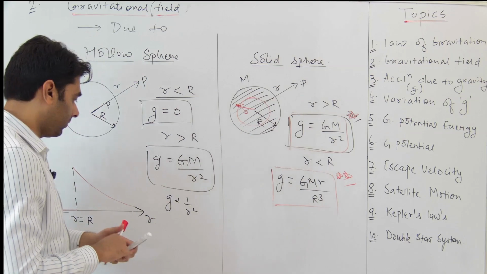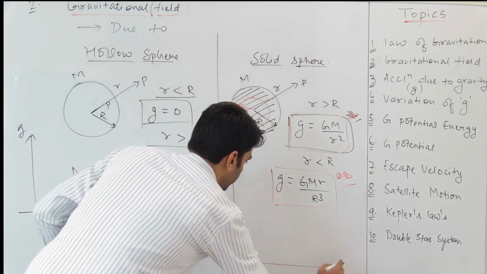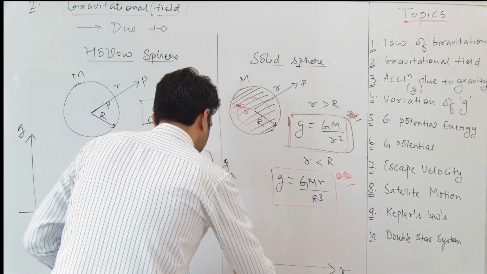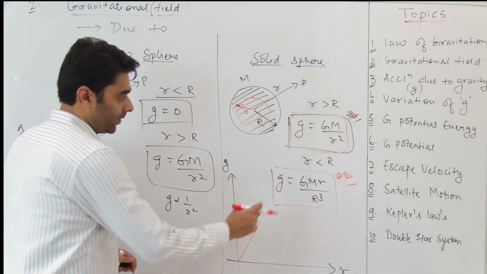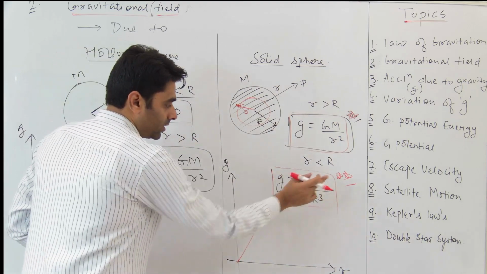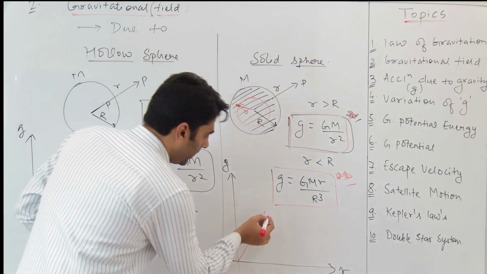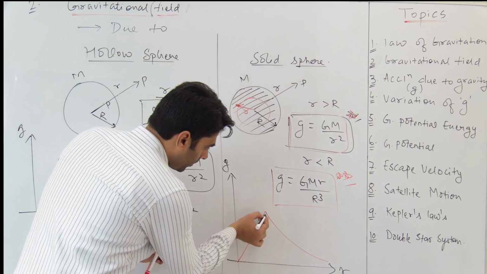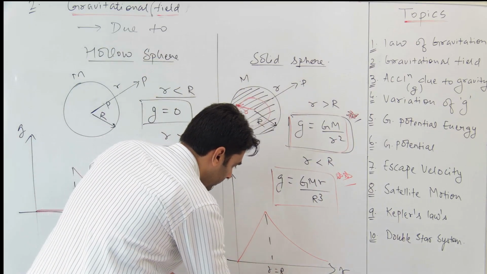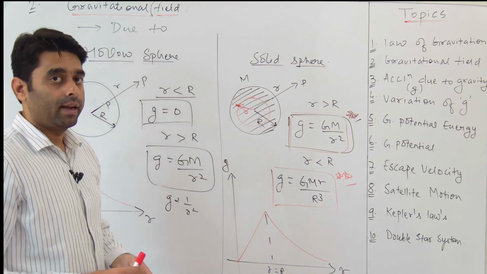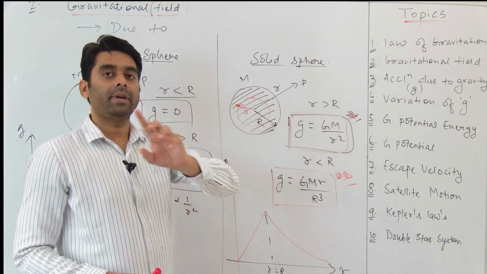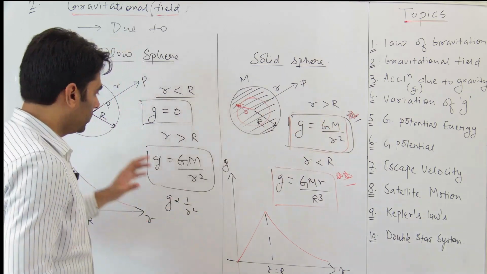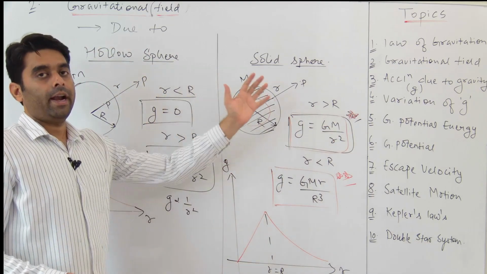Now, if we plot the graph, the graph will look something like this. The magnitude graph, till capital R, varies linearly, G is proportional to small r, G is proportional to distance, so it will vary linearly, and after that, there will be a 1 by r square relation. This comes at small r equals capital R. At capital R, at the surface, your gravitational field will become GM by capital R square. So these are the results for your hollow sphere and for solid sphere.